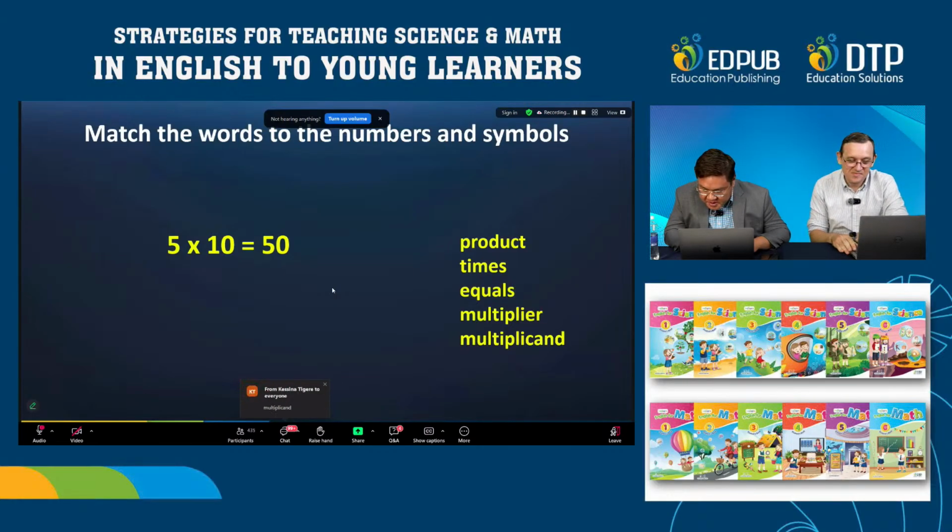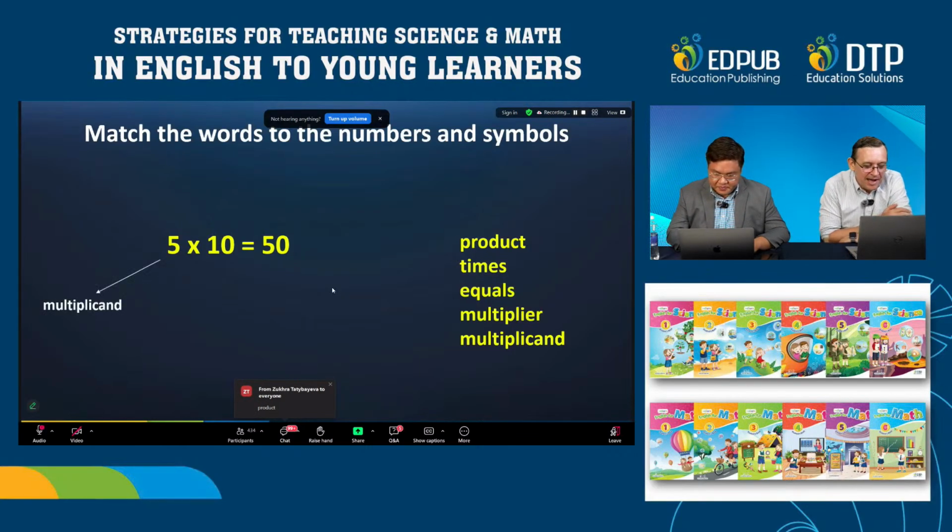Multiplier. Multiplicand. Times. Difficult language, right? Yep. Okay, let's do the first one. This first one, this is the multiplicand. This is a word that students learn in primary school when they're studying math. Multiplicand. So that's difficult, right?